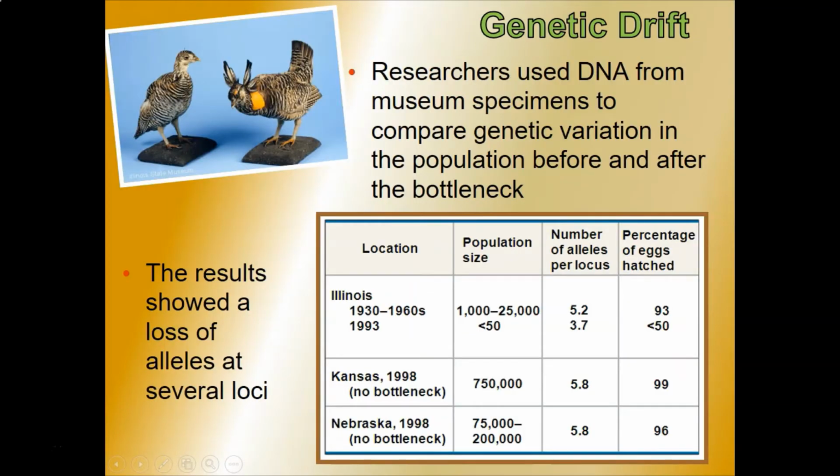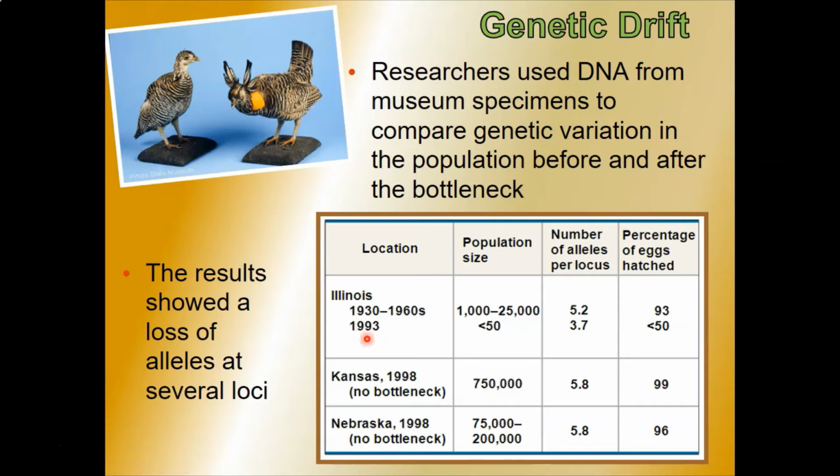Okay, and we used DNA from museum specimens to compare the variation before and after the bottleneck, and you can see what's going on here. Look at Illinois. Wow, before the bottleneck, look at the population size, which wasn't huge, but it's big enough. And the number of alleles per locus, 5.2, and the percentage of eggs hatched, 93. Okay, maybe not the healthiest population around, but doing okay, it looks like.